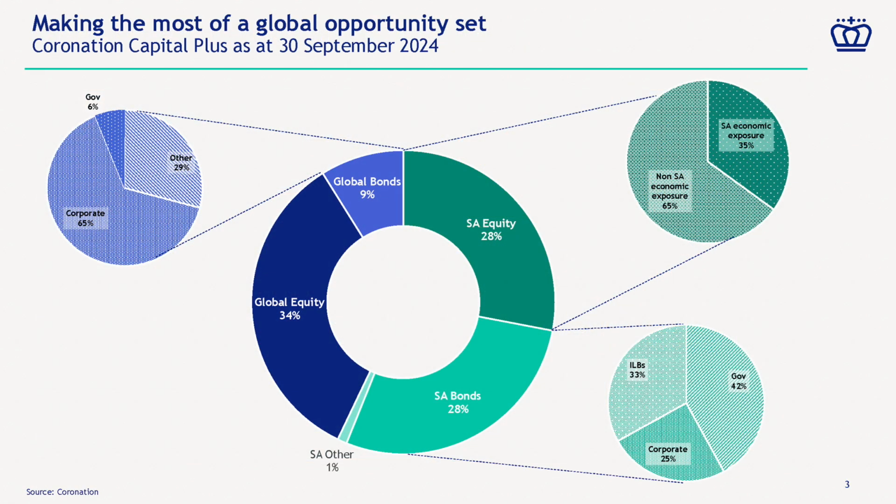So this snapshot here is a reflection of how the Coronation Capital Plus Fund is positioned as at the end of September. Two key takeaways for you from here: firstly, we are still maximum positioned in offshore assets, so 44% gross exposure in offshore assets, and the bulk of that is allocated towards global equity. And then the second key takeaway is that we have a relatively high weighting to equities, 62% of the portfolio in both global and local equities.